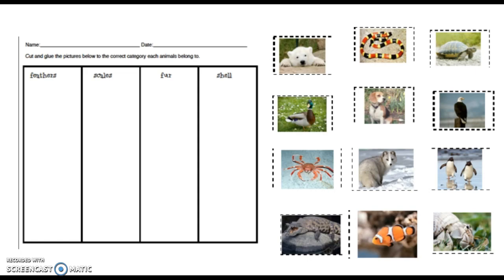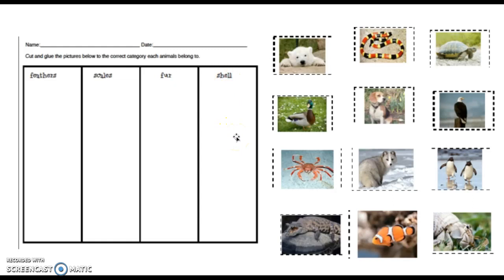Let's look at the headings of our columns so we'll know what our options are for sorting these animals. It says that you're going to glue the pictures below in the correct category each animal belongs to. So we want to look for this column, we want animals with feathers. For this column, we want animals with scales. For the third column, we want animals with fur. And for the last column, we want animals that have a shell. So let's review those. Feathers, scales, fur, and shell.